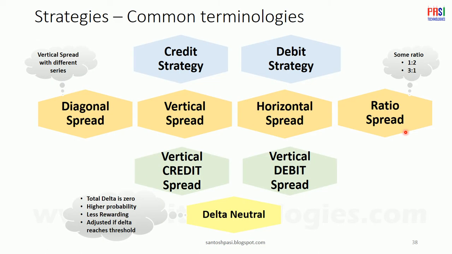Now we will go through some common terminologies that are used in the options world. So credit strategy is one of them. Credit means where we are receiving money. A few strategies that are credit strategies are short strangles, short straddles, iron condors, iron butterflies, maybe a short put, short call, or maybe bull put spread and bear call spread. Those are credit strategies where we actually receive money or we receive premiums.